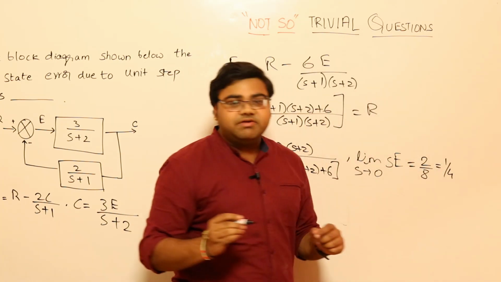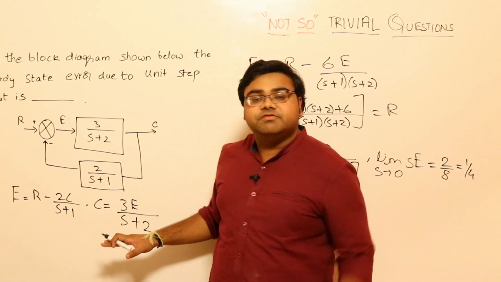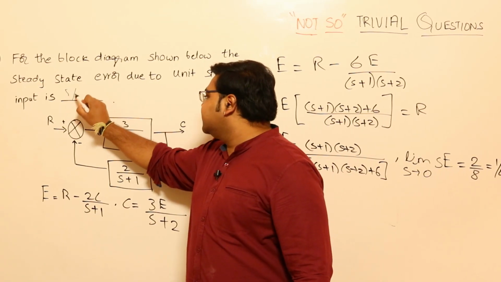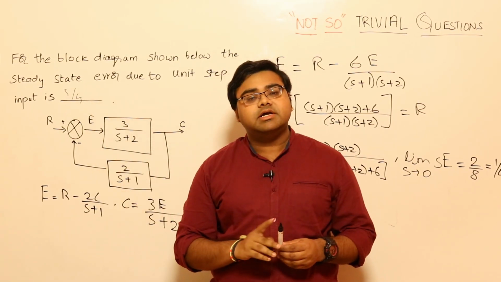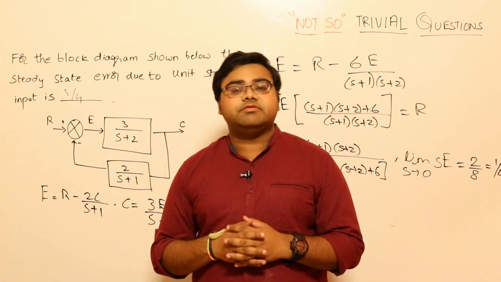So basically, if I want to get the error for this particular block diagram, I have done it using the first principles method where you will never go wrong, and that answer I am getting as 1 upon 4. Alright. So please stay tuned for the next set of questions that are there.